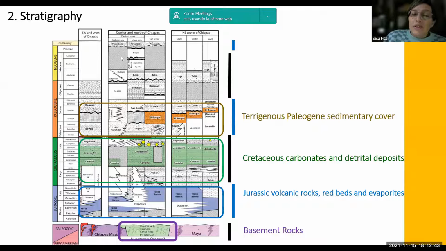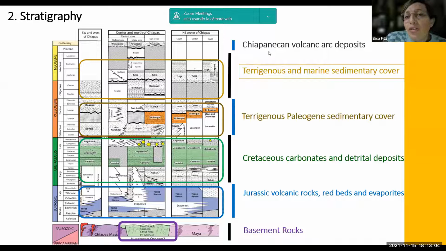An interesting thing that happens in the Miocene is also the occurrence of these different angular unconformities, which seem to be local. At least they are not very obvious in the northeastern region of Chiapas, but in central Chiapas, they can be pervasive, okay? These rocks are covered by rocks of the Chiapaneca volcanic arc deposits, which have an age range from the Pliocene to the Quaternary.